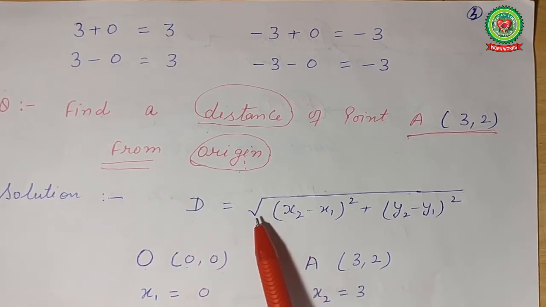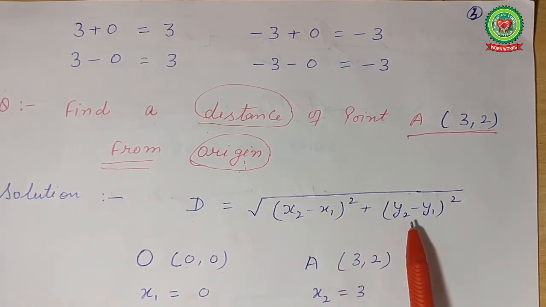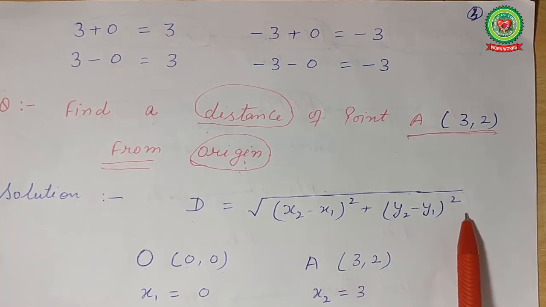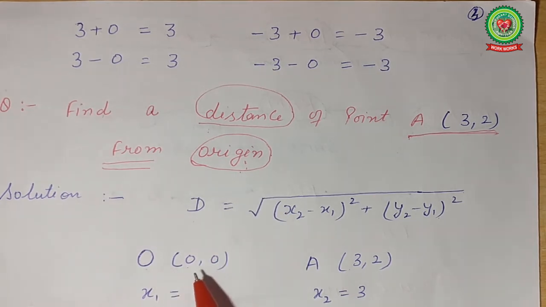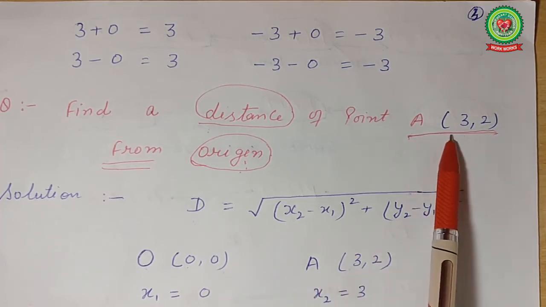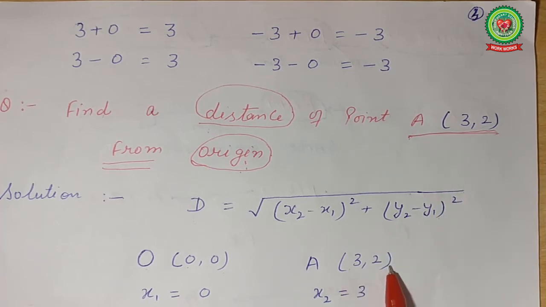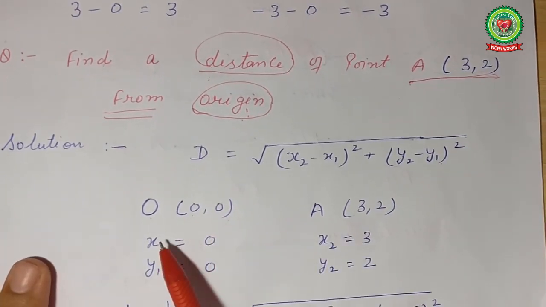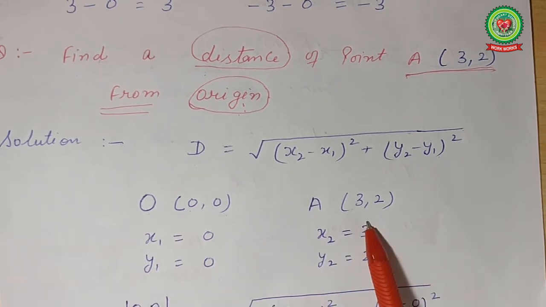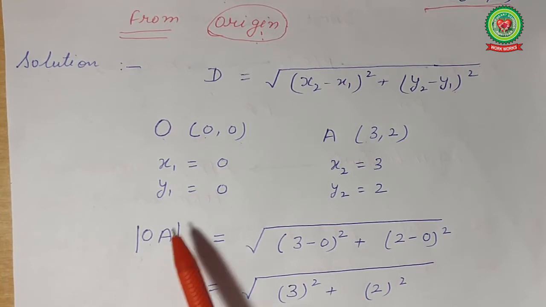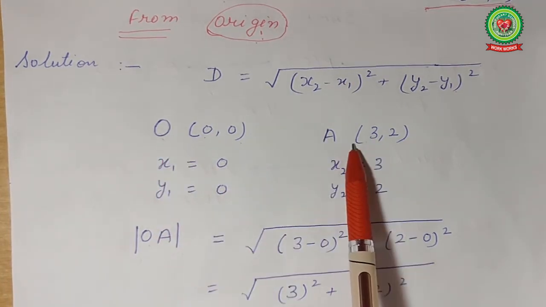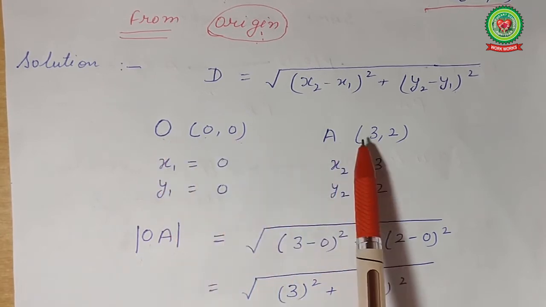Distance formula: under root of x2 minus x1 whole square plus y2 minus y1 whole square. According to from origin O, we write down the point of origin, which is 0, 0. We write down the given point, point A is 3, 2. The first point is for x1 and y1 and the second point is for x2 and y2. Now we write OA, the distance from the origin to the given point.